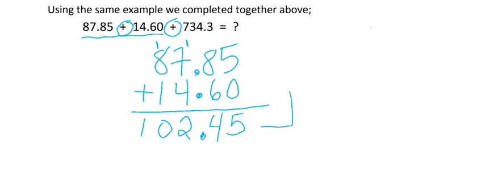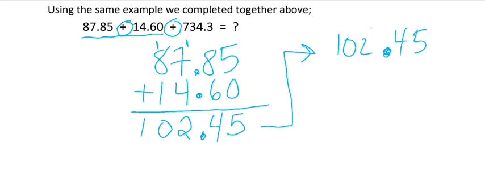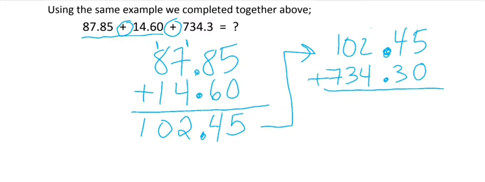Now we have to add that number to 734.3. So I'll rewrite the 102.45 over here since I'm running out of room. You might not have to. And then I'm going to line up my decimal places, 734.3. This one only has one digit after the decimal place, whereas the 102.45 has two. That just means that underneath the 5 there is a secret 0. We're going to add these together right to left. 5 plus 0 is 5. 4 plus 3 is 7. Then we've got our decimal places because we lined them up nicely.